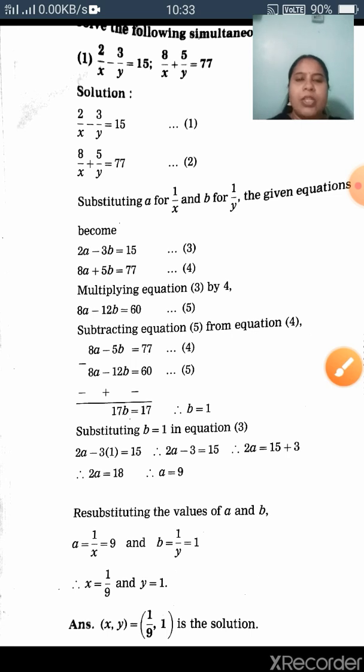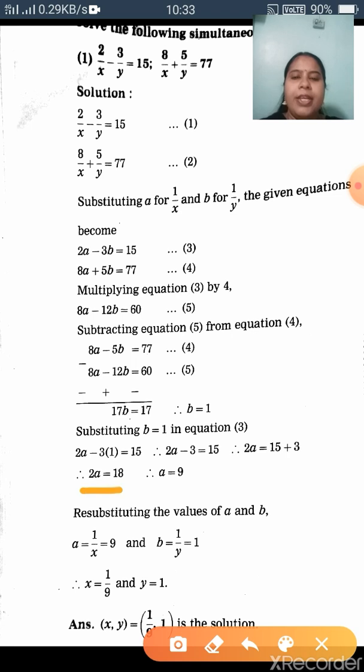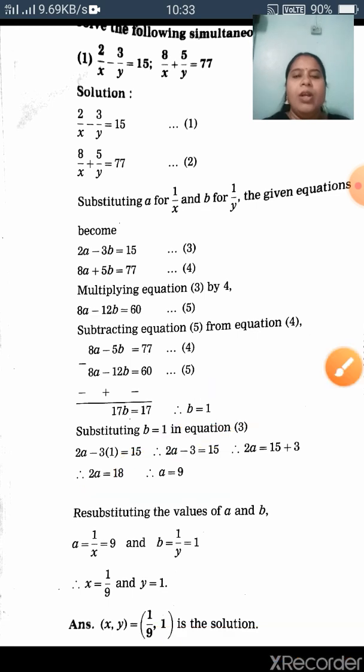So 2a is equal to 15 plus 3. 2a is equal to 18 and therefore a is equal to 9. We have got one of the variables, a, as 9. And the other variable we have already found out, b is equal to 1. Now what? These were not the values that were asked in the question.